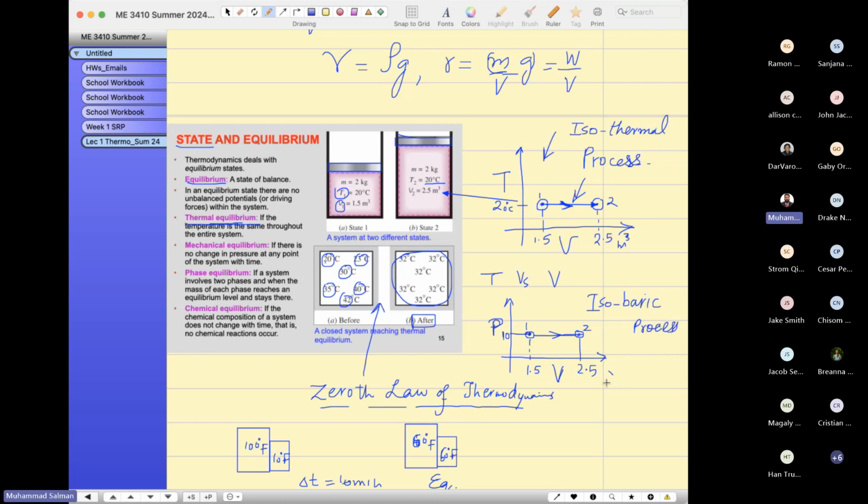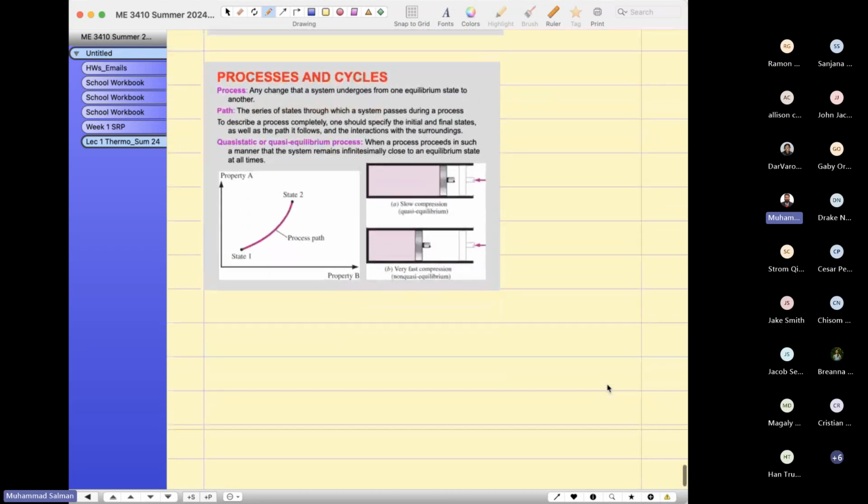We will study more. Okay, now let's go back to this state. A process is any change that a system undergoes from one equilibrium to another equilibrium, so from one state to another state. And this line is telling us the process. When you have slow compression, it is quasi-equilibrium. Like every stage you can define the points. If I ask you what is the property, property versus property, you can easily locate it. When you have a solid line, it's a quasi-equilibrium process.